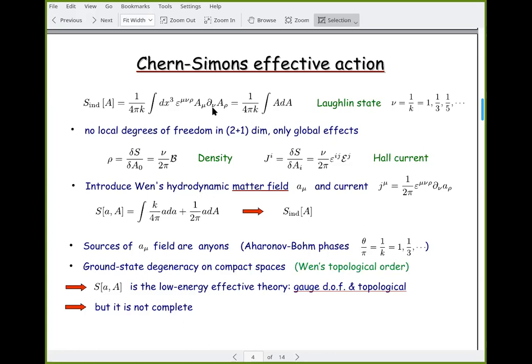And then you'll say, okay, but this is the induced action. So what is the real effective action, the one in which I introduce some local degrees of freedom to describe matter? Well, you have to introduce an additional gauge field, the so-called hydrodynamic gauge field, which is a dual of the current, and this current describes a matter fluctuation, a small fluctuation of the system. This is somehow the corresponding quantity of the Landau-Ginzburg field phi. So it's not an order parameter.